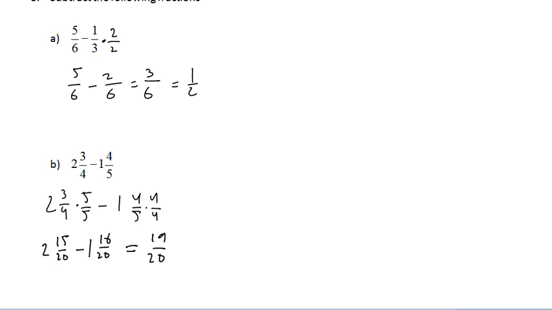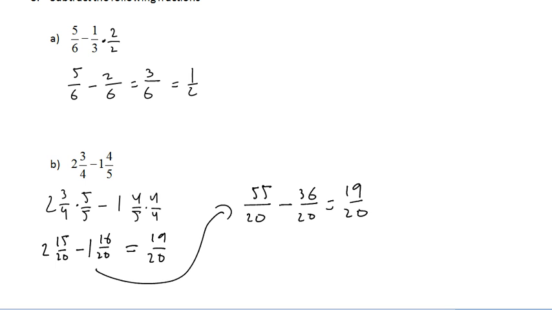The other thing you could do there, if you don't want to think about it that way, you can change this into an improper fraction. So 2 whole pizzas would be 40 slices. So that's going to be 55 slices over 20 minus 36 slices over 20 will still give me 19/20.